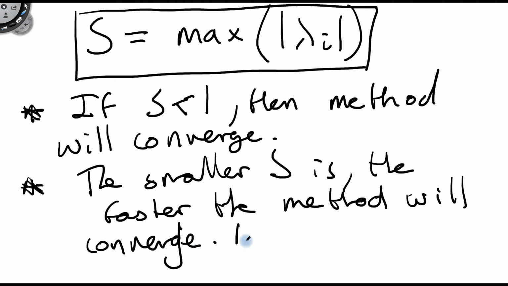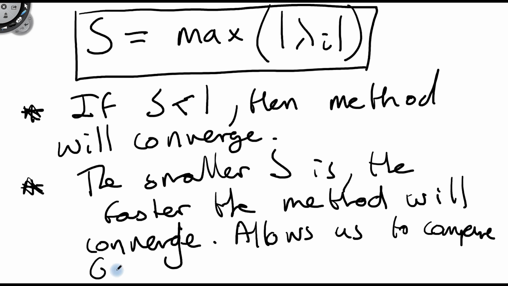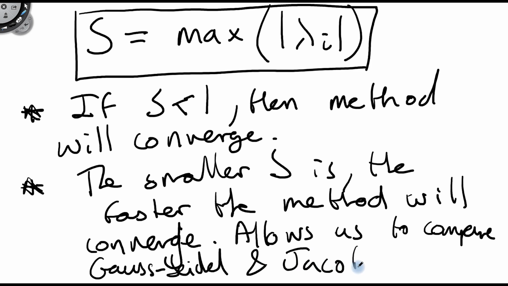Therefore this allows us to compare Gauss-Seidel and Jacobi. If S for Gauss-Seidel is less than the S for Jacobi, that means we can prove with the spectral radius that Gauss-Seidel converges faster.